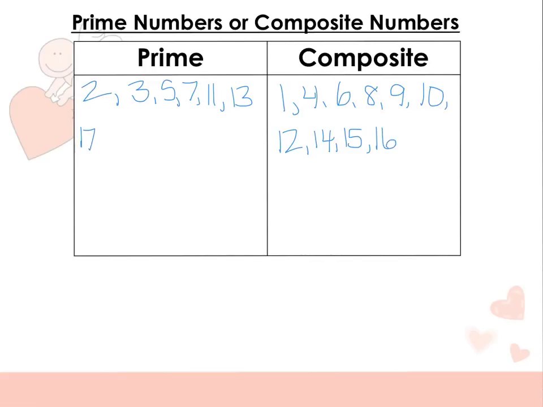17 is prime. 18 is composite. 19 is prime. And last but not least, I'm going to stop at 20, but 20 is composite. And again, I'm going to put dots here on both of these lists. This list goes on forever and ever.